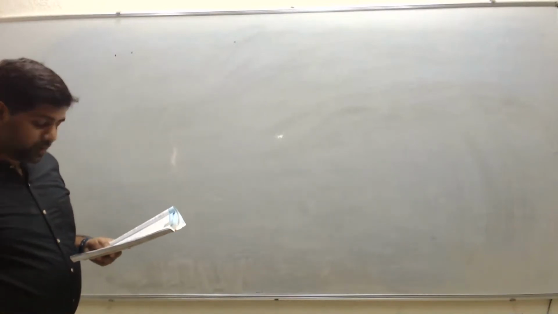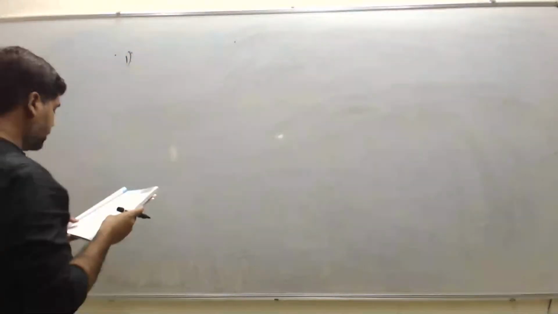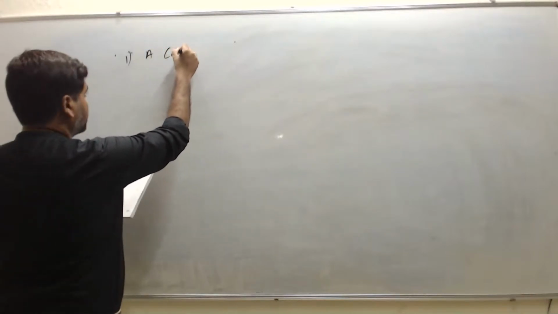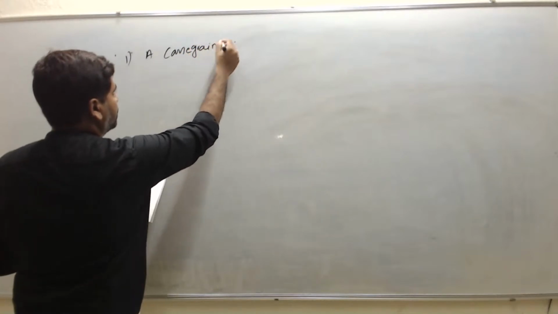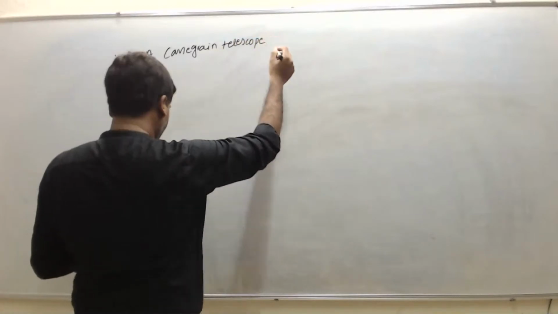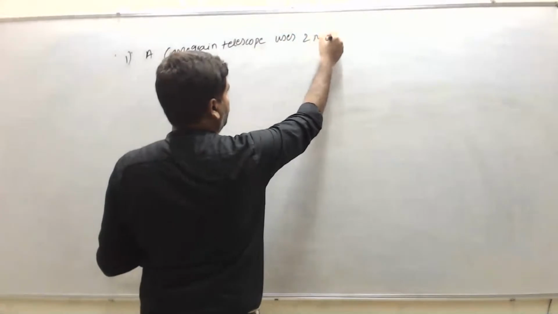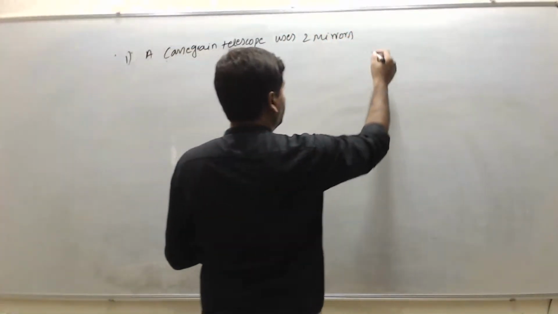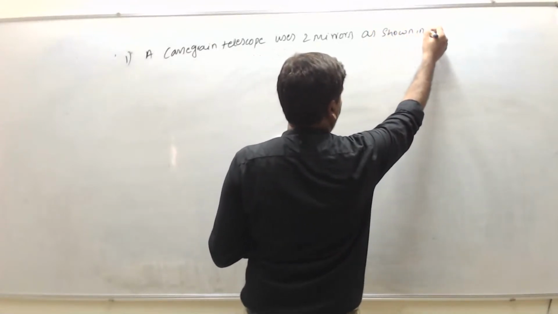So move on to the next question, that is the problems from reflecting telescope. So they given a Cassegrain telescope, that is reflecting telescope, that uses two mirrors as shown in the figure.